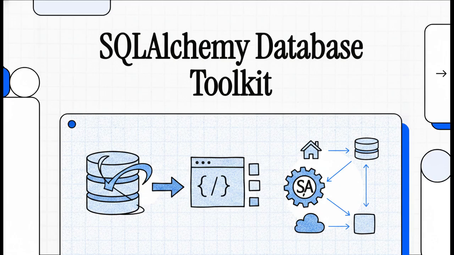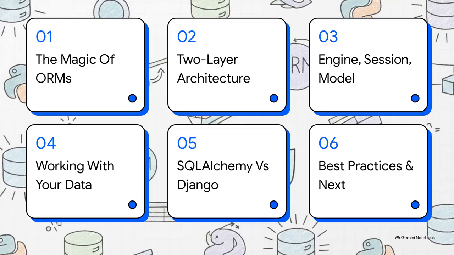Now, if you've been following along, you know we touched on database interactions back in our Django explainer. But by the end of this explainer, you're going to understand exactly how SQLAlchemy lets you wrangle databases using pure native Python code. And honestly, why it's become the absolute undisputed standard for so much of the broader Python ecosystem. Let's get into it. Here's our roadmap for today.